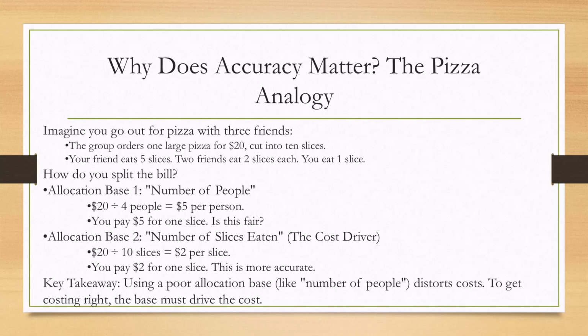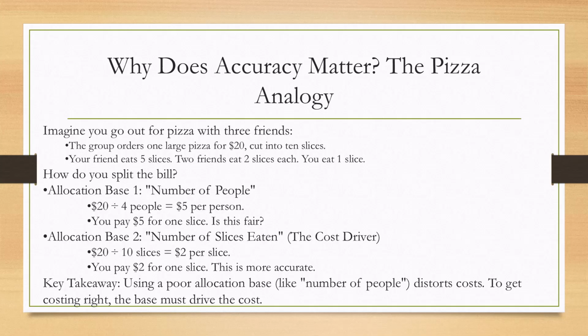So, why are we so focused on accuracy? Let's use a simple pizza analogy to illustrate the point. Imagine you and 3 friends order a large pizza for $20, which is cut into 10 slices. One friend eats 5 slices, 2 others eat 2 slices each, and you only have 1. How should you split the $20 bill? If you use number of people as your allocation base, everyone pays $5. You'd pay $5 for a single slice, which doesn't seem very fair.